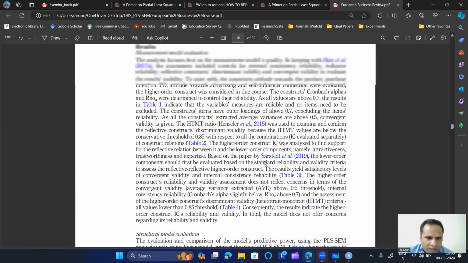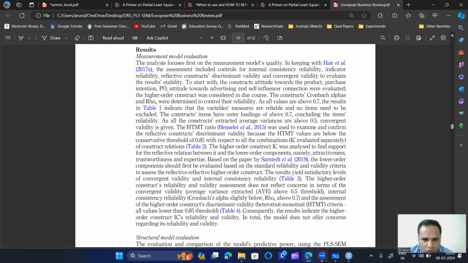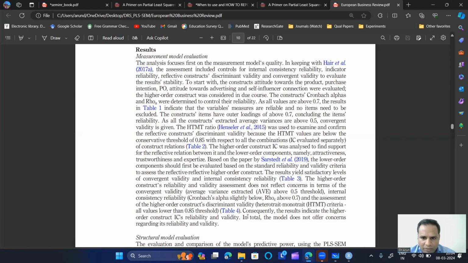And here, if you focus, the results. So they have spoken about measurement model evaluation. Yes, and they've used only the HTMT ratio, and they have not spoken about the Fornell-Larcker criteria. Have they spoken about it? No, they have not. So when one method establishes the statistical requirement, you need not go for some outdated or old method of establishing discriminant validity. If you read this paper, they're very specific, and in, let's say, one para they have addressed all issues related to the measurement model.